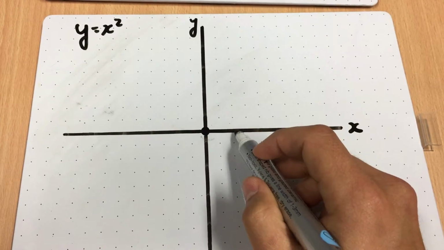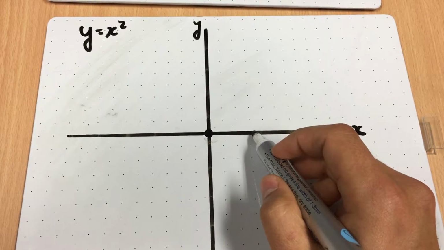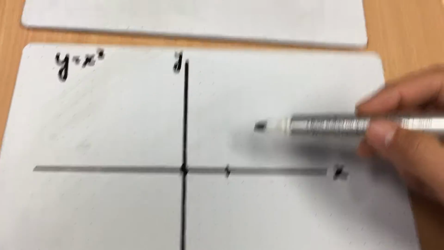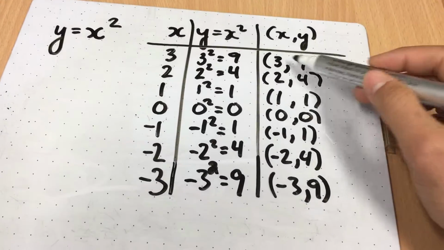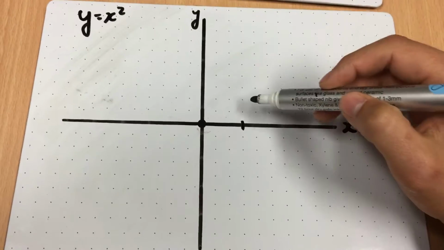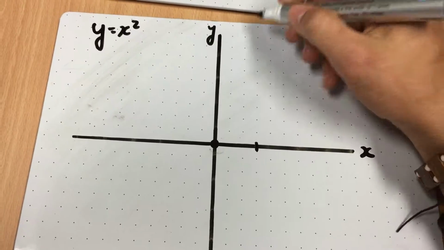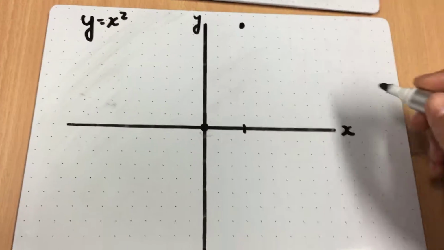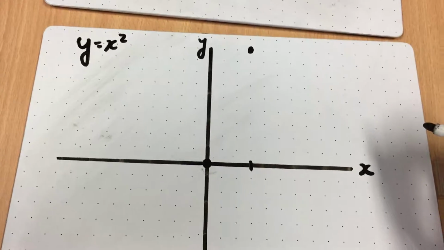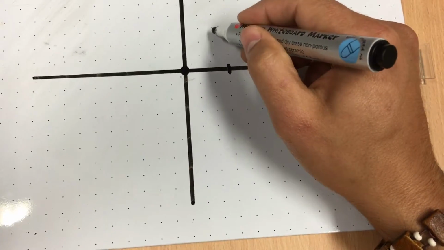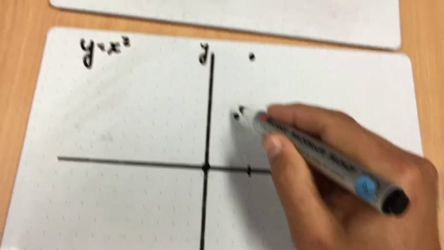So we got 1, 2, 3. Okay. So we know this is 3. We're going to go up 9 because that's our y value. Okay. X value, y value. So 9 up. 1, 2, 3, 4, 5, 6, 7, 8, 9. Okay, right at the top here. That's 3, 9. Okay. Next one, 2, 4.